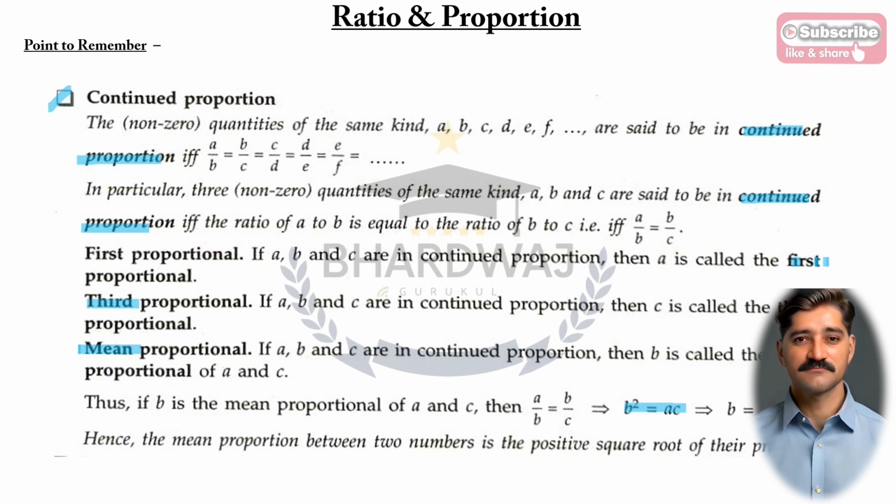Thus, if B is the mean proportional of A and C, then A upon B equals B upon C, and B square equals AC, then B equals square root of AC. Hence, the mean proportional between two numbers is the positive square root of their product.